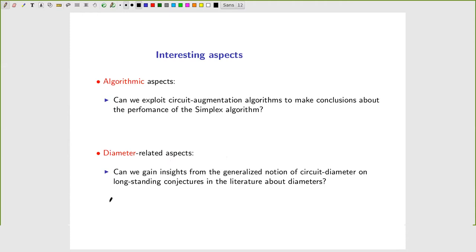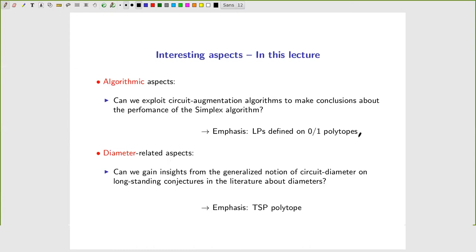And again, the emphasis here will be on LPs defined on 0-1 polytopes, and related to this long-standing conjecture, I would like to talk a little bit about a long-standing conjecture about the diameter of the TSP polytope. So again, these two things are a little bit more combinatorial. The main message that I want to convey is that these circuits could give some actual insight to be exploited to address the problem in which you just look at edge directions.